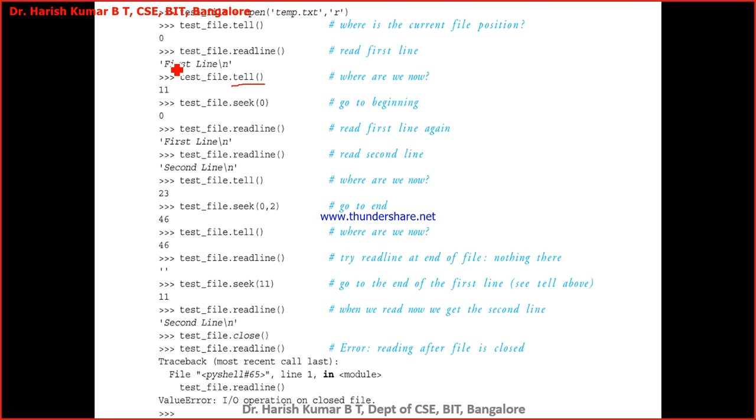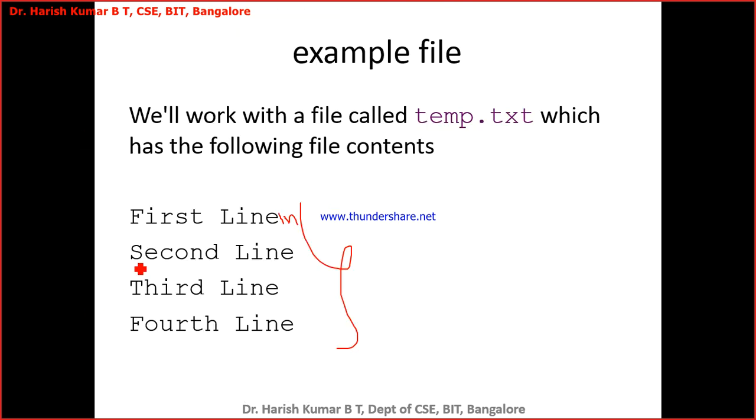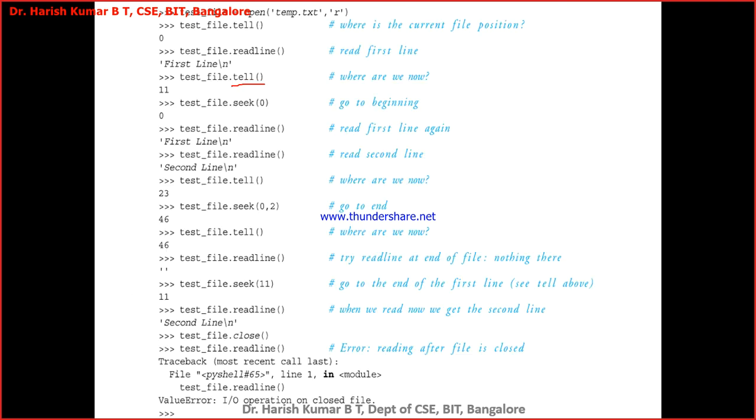And right now, where is the read write pointer pointing? It is pointing to the 11th byte. It is pointing to the first character of the second line. Okay, the read write pointer is here.